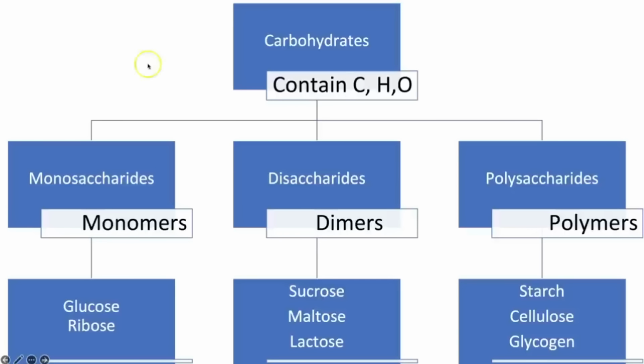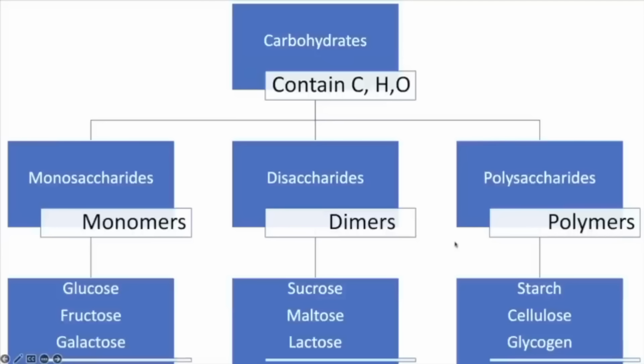2025 edit, just to make you aware, before you see me go through this whole flow diagram, you actually only need to know glucose and ribose on your spec. So although I'm going to talk about others, glucose and ribose are the two monomers or monosaccharides that you need to know for OCR 2025.